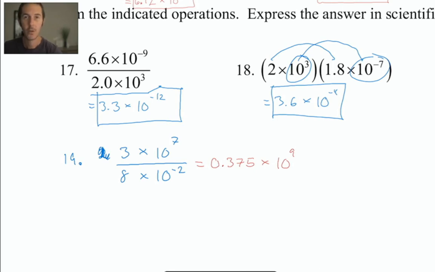Is this my final answer? Absolutely not. Why not? Because this number is not between 1 and 10. I told you one of these problems had a hiccup. That's the hiccup. That was really cheesy. So how am I supposed to take the 3.75 and turn it into a number that's between 1 and 10? The answer is I'm going to multiply it by 10 in order to slide the decimal one place to the right.